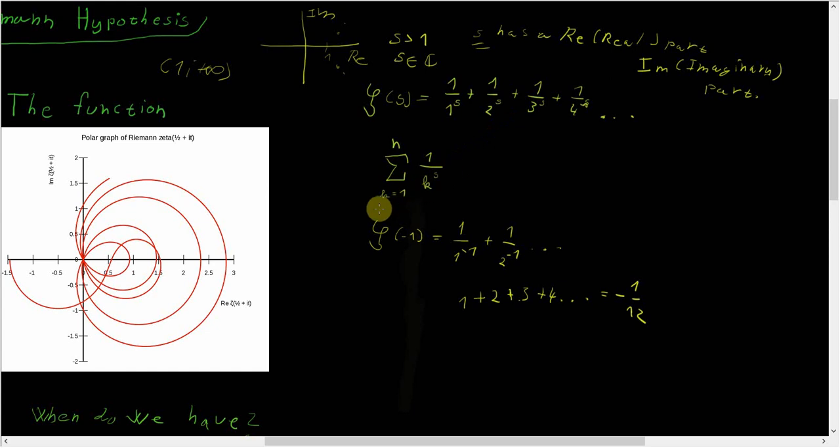So we know it's a sum. We can plug in various numbers for S, let's say 2, 3, or 4, and we'll get a point somewhere on our plane. We understand how the function behaves. This is not the interesting part of the function.